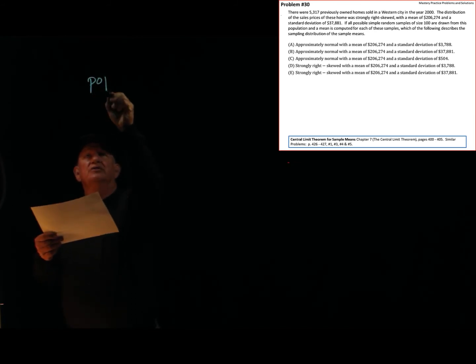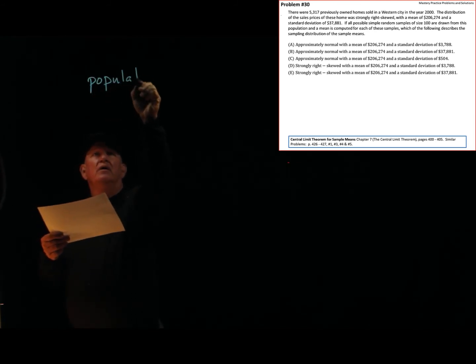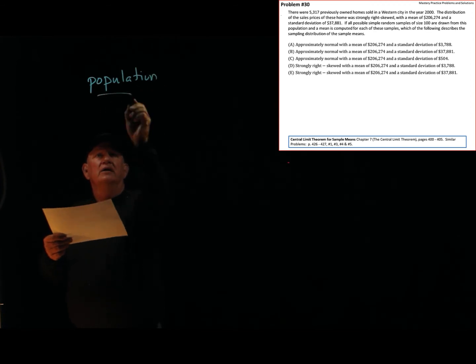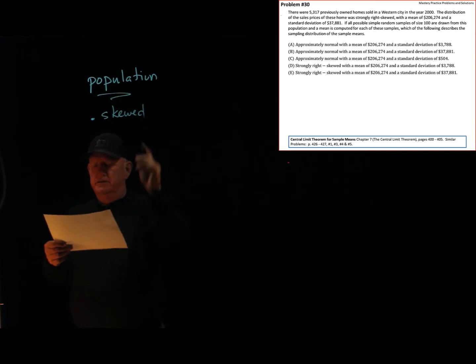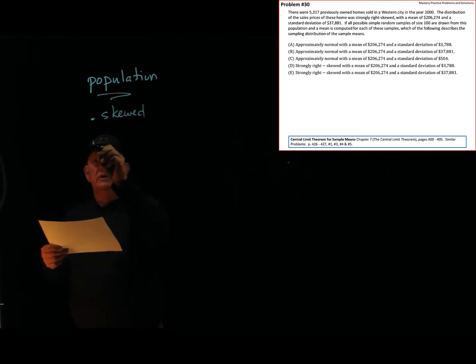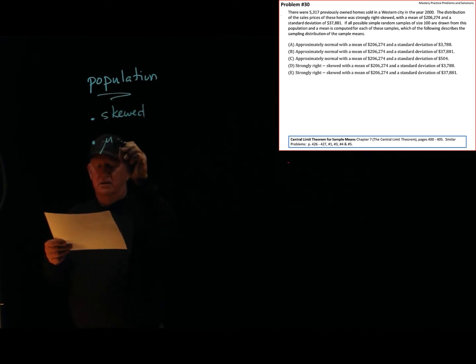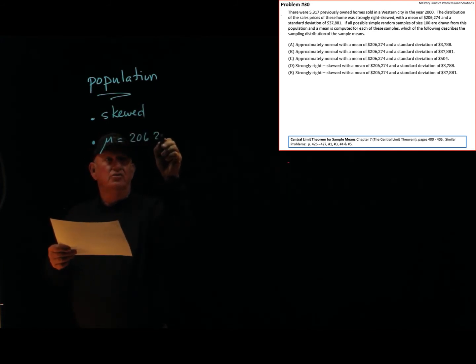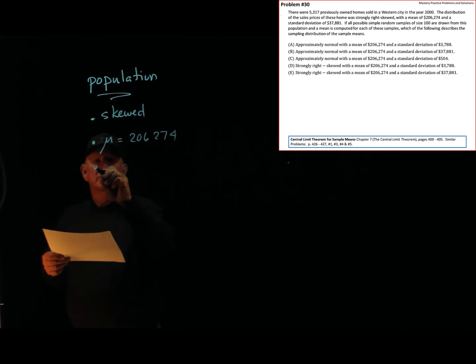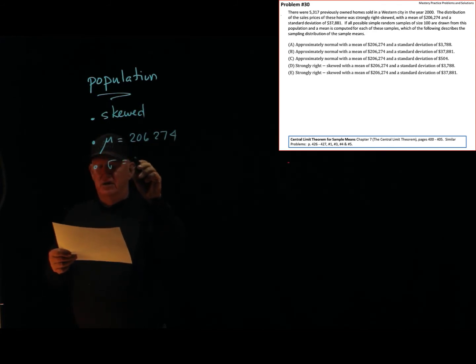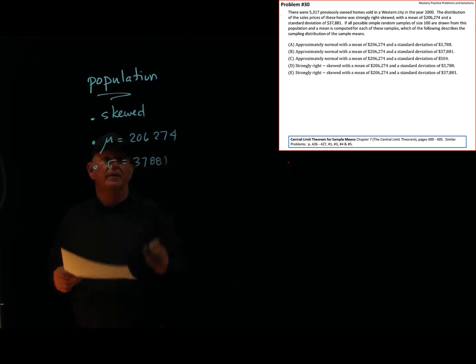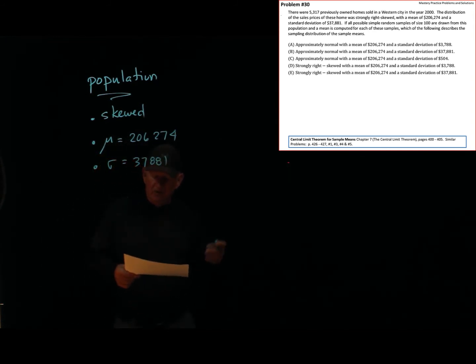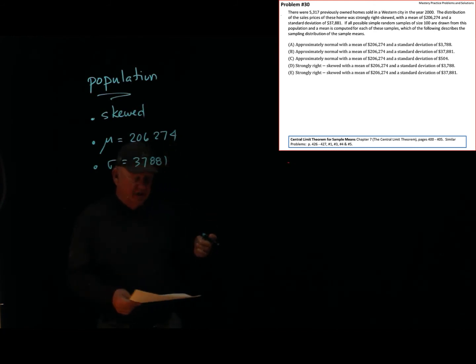We get a population that is skewed. It's got a mean of 2,006,274, and it's got a standard deviation of 37,881. All right, what you do then, and then listen to this next sentence.